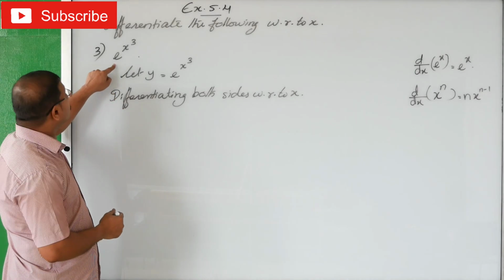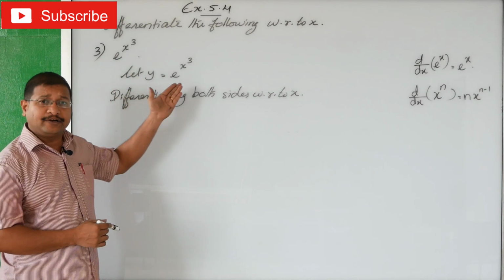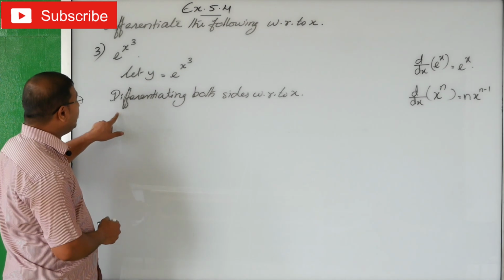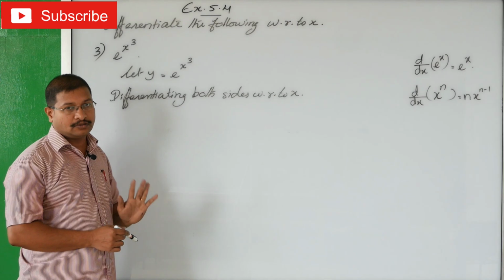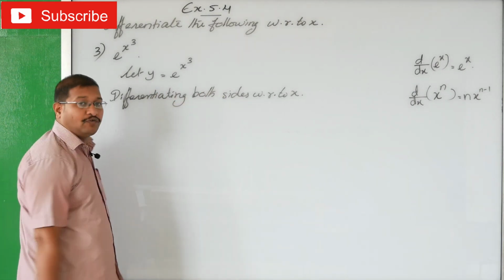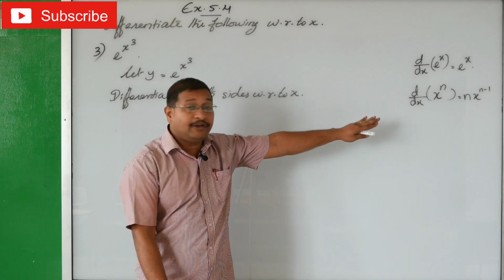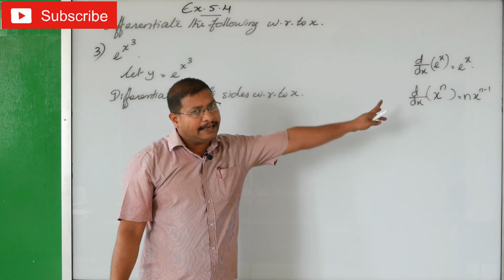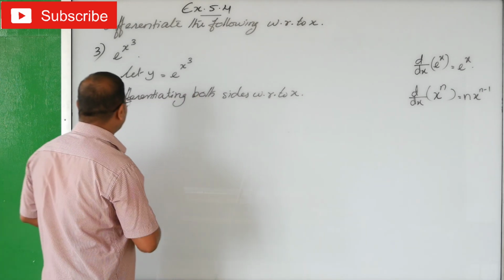Let's see the third question, e raised to x cube. First we will write let y equal e raised to x cube. After that we will write differentiating both sides with respect to x. Of course, we should know two equations. One is derivative of e raised to x equals e raised to x. Derivative of x raised to n equals n into x raised to n minus 1. Let's start the work.